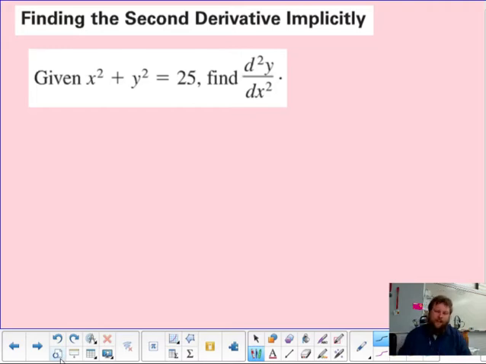So I want to find the second derivative implicitly. And this gets kind of neat. I want to find d squared y over dx squared, and that's the second derivative notation. So let's find the first one, dy/dx.